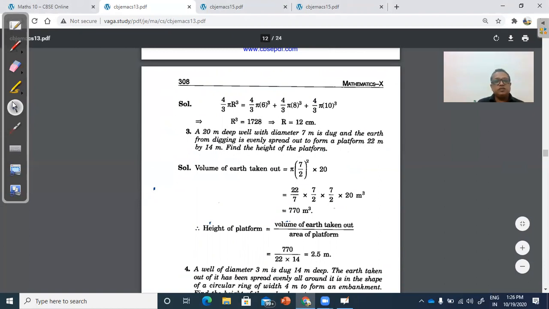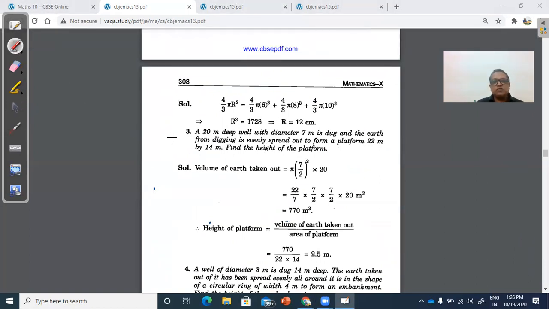So what is happening is that you are digging a well and the mud from this well you are taking out and putting in a rectangular piece of land, and we have to find out what will be the height of this land. So what is the mud taken out? That is going to be pi r square h. Diameter is 7. So using pi r square h, we can find out the volume of the mud. So volume of the earth taken out is pi r square h. Okay. So we have got this.